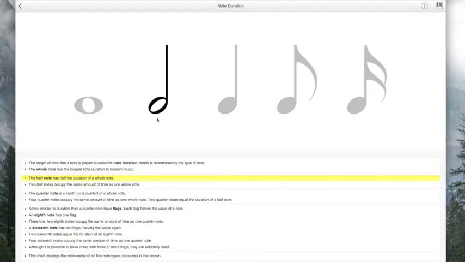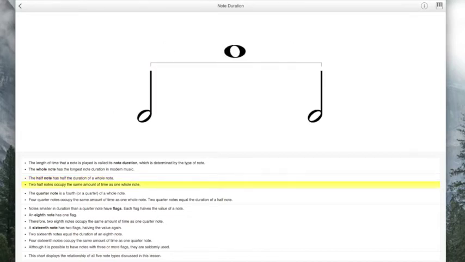This is a half note, and a half note looks somewhat like the whole note, only it has a stem on it. As we discussed, 2 half notes occupy the same amount of time as 1 whole note. And you can see on the screen here that this whole note breaks into 2 half notes. If you smashed that whole note or cut it in half, you'd end up with 2 half notes.